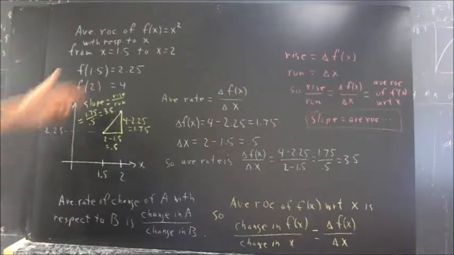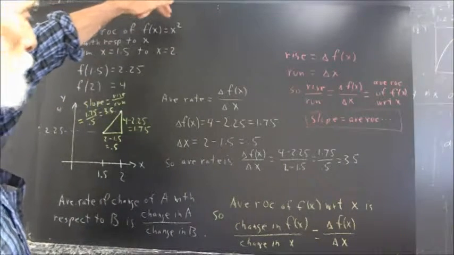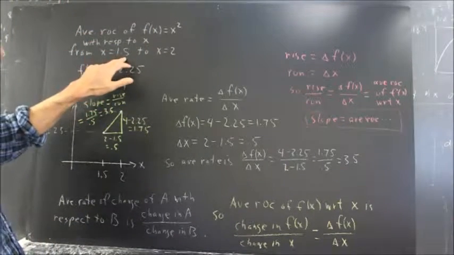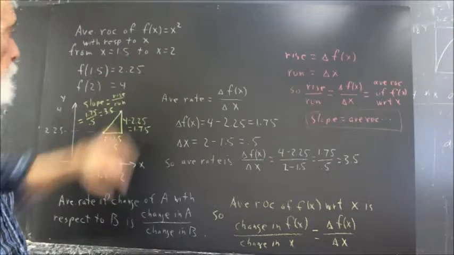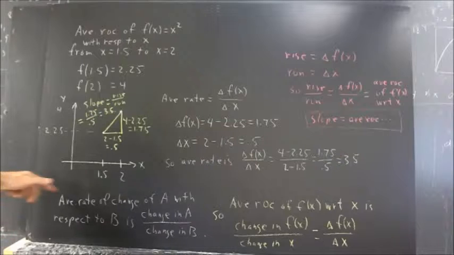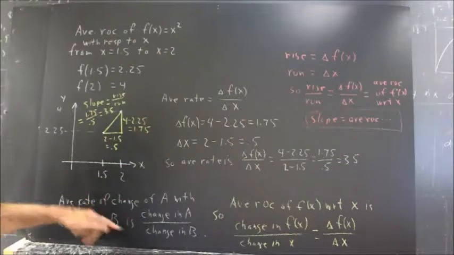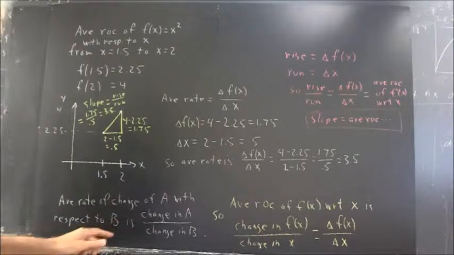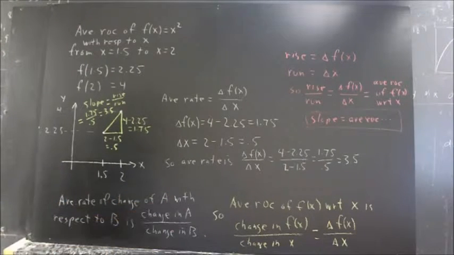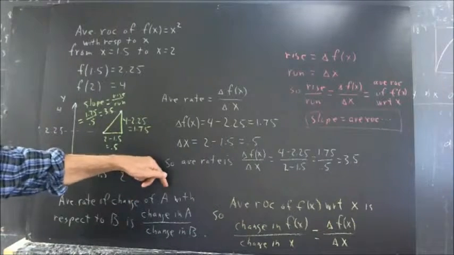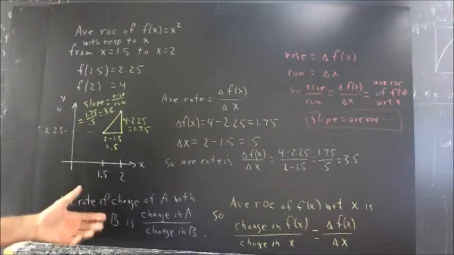Now we're asked to find the average rate of change of the function f of x equals x squared with respect to x from x equals 1.5 to x equals 2. Now, the average rate of change of a with respect to b is change in a divided by change in b. Whatever a and b happen to be, that's the definition of the rate of change. So the rate of change of f of x with respect to x, as opposed to the rate of change of a with respect to b, would be what?